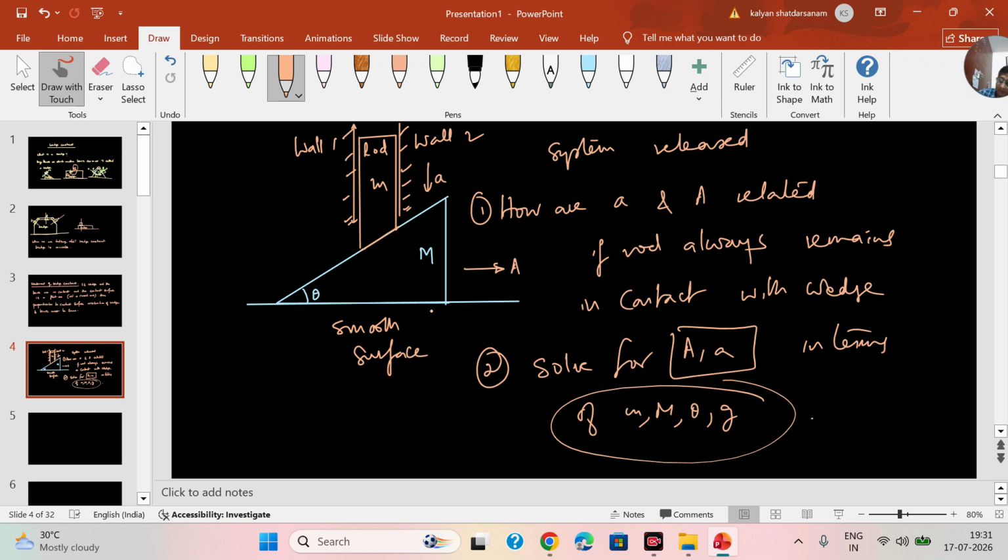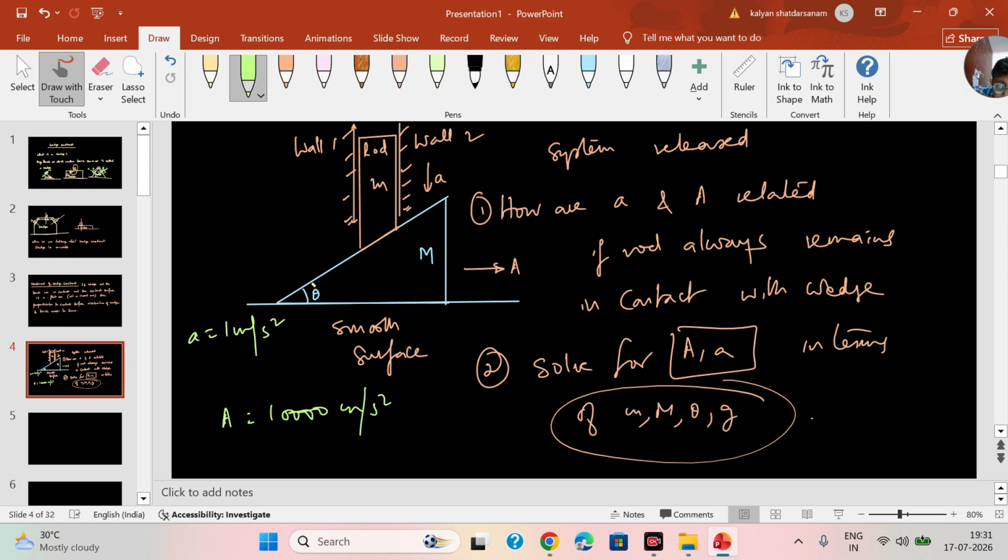Now how do we do this? First thing that you should understand, the wedge and the rod are always to remain in contact. So you cannot just have any arbitrary value you wish for small a and capital A. For example, look at this. Suppose I say capital A is, just as an example, 10,000 meter per second square. That means this fellow is just shooting off like this very fast, whereas the rod's acceleration vertically is just 1 meter per second square.